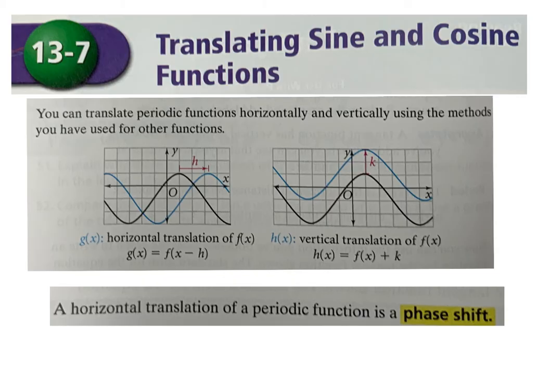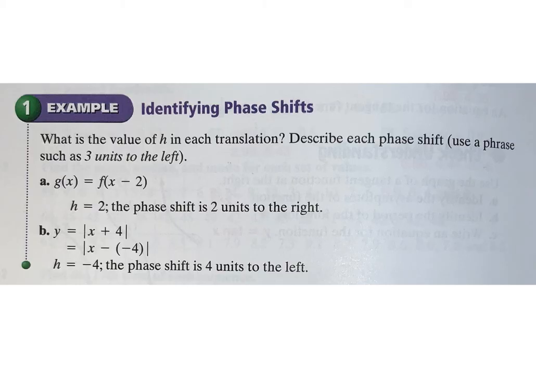If you start here on this first page, they talk about the fact that you've translated other graphs, and now we're just translating a period. So if you have something like this function here, which looks very similar to a sine graph, you can potentially slide it left and right. You can also take that same graph and just slide it up and down. The horizontal shift of the period is called a phase shift. So when you go left and right for a periodic function, it is called a phase shift.